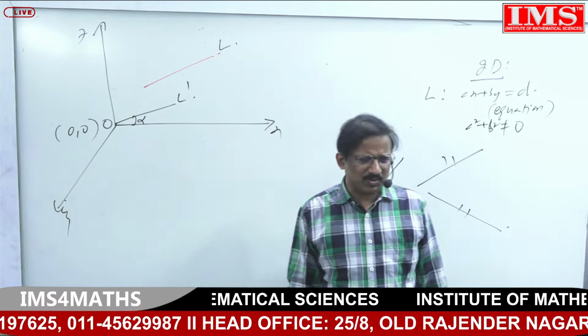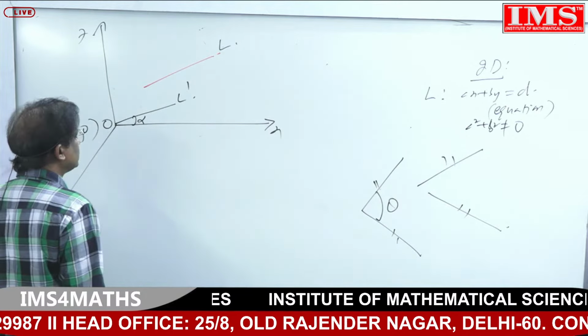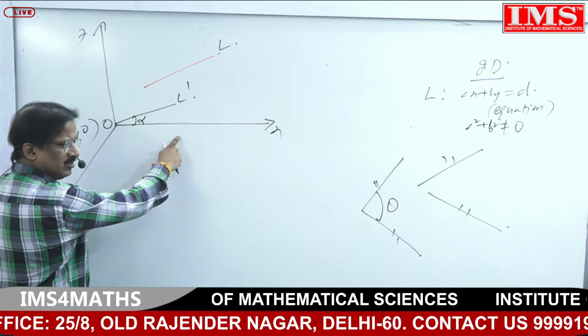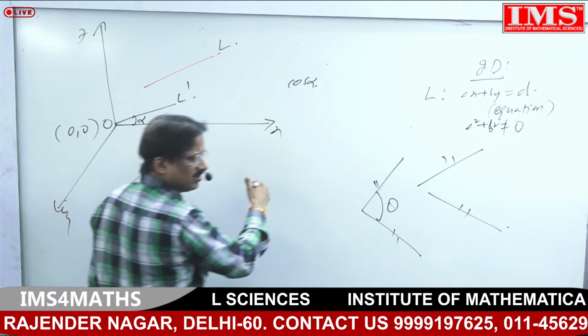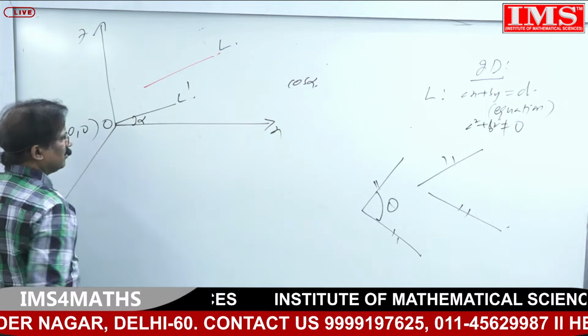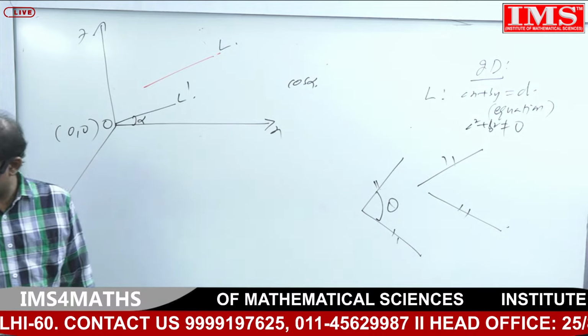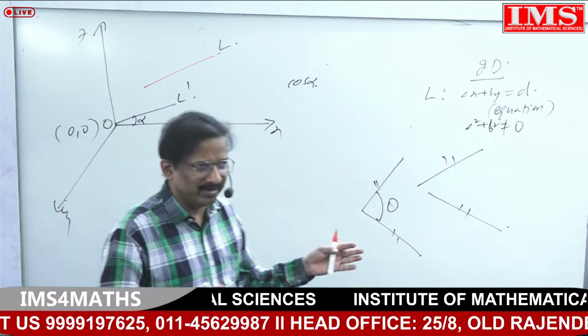I just ask you a question. You all understand? Between this OL dash and OX, what do you find? Cos alpha. Listen carefully, I want to explain something here.